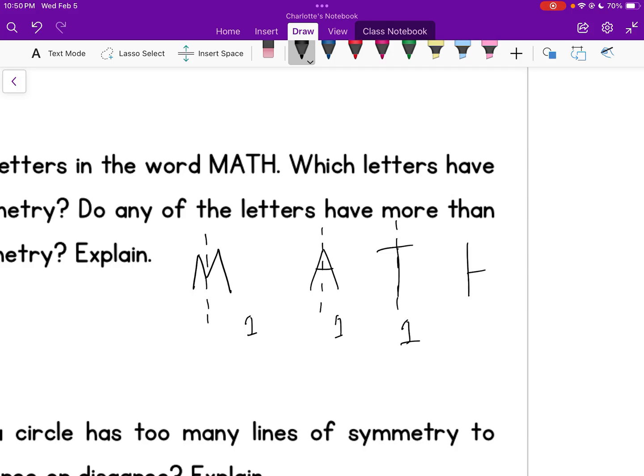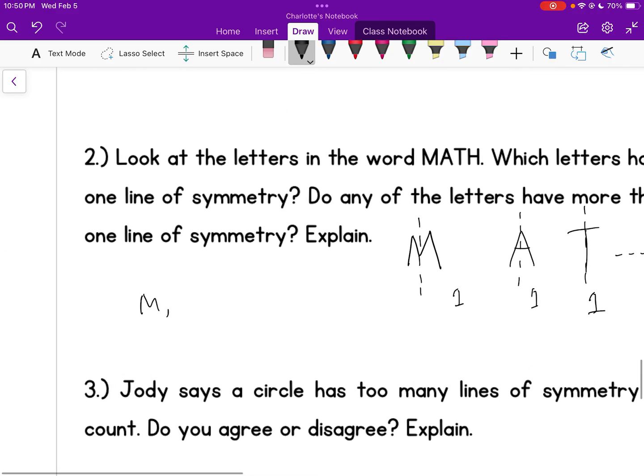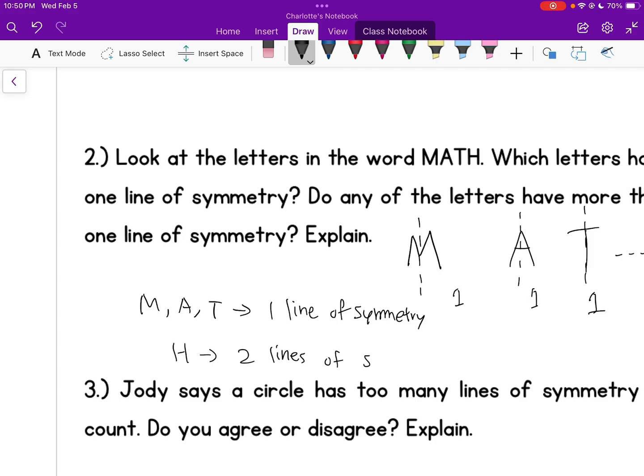And lastly, for H, you can divide it the vertical way here, but since you can do it the horizontal way too, like this, there are 2 ways to do this. So M, A, T, one line of symmetry, and H, 2 lines of symmetry.